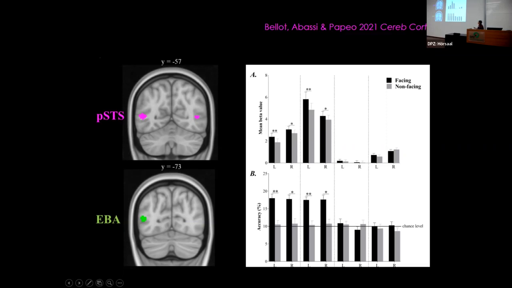So the pSTS also responded more strongly to facing than to non-facing bodies, so to the very same bodies presented back to back. And when we used decoding, we also found that each body was represented significantly better when it was seen in a facing dyad than when it was seen in a non-facing dyad. So again, the visual representation of a body changes dramatically depending on whether we see it in a seemingly interacting context, or we see it as independent, as if acting in isolation.